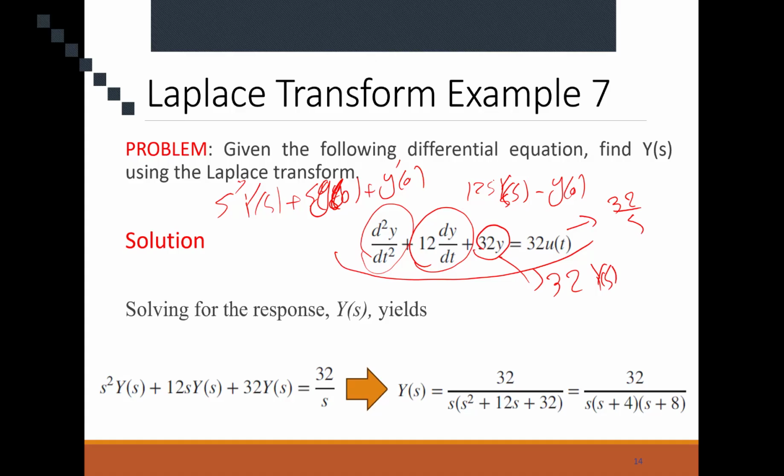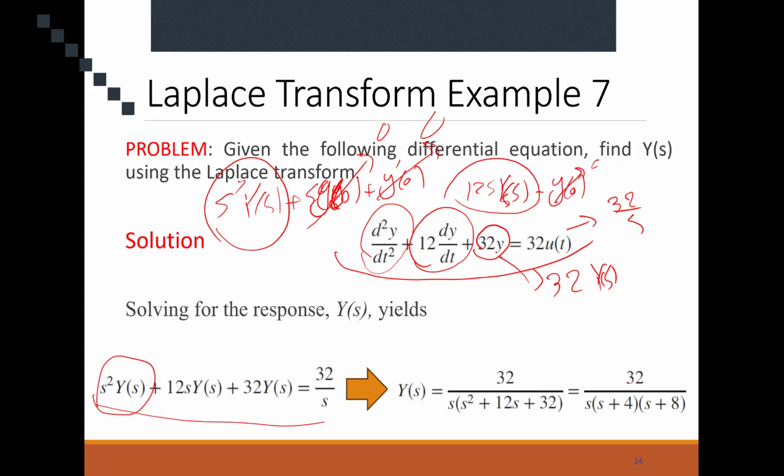It's just a simple algebraic summation of all those components. Okay, if you do that, it's going to be like this. And here we consider both of these initial values as 0, so this makes it a little bit easier. So we have s squared Y of s from here. If they are not 0, you have to include that. This one is going to be 12s Y of s. This one is simple, 32 Y of s, and this one is also simple, 32 over s. Now, again, you can calculate the Y of s.